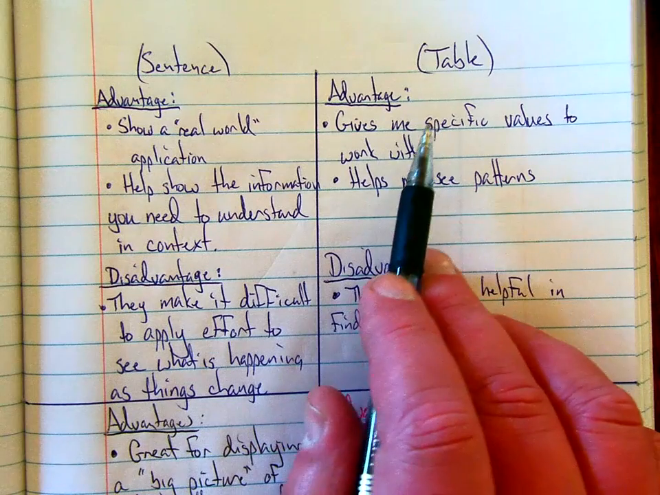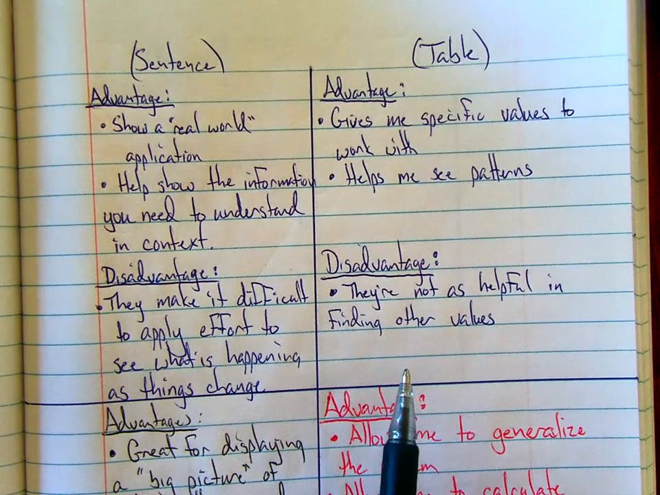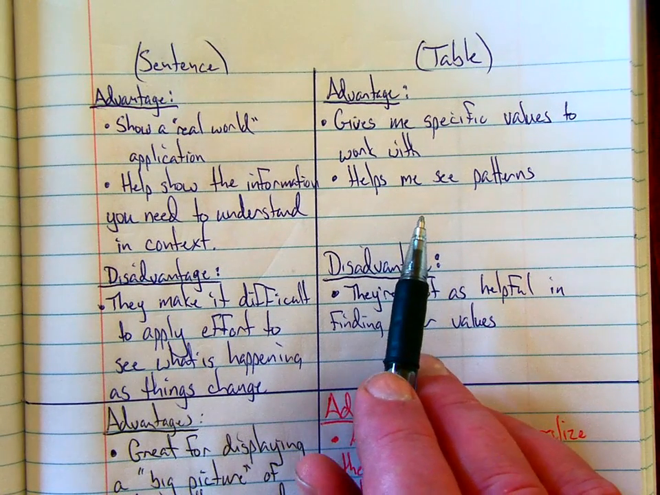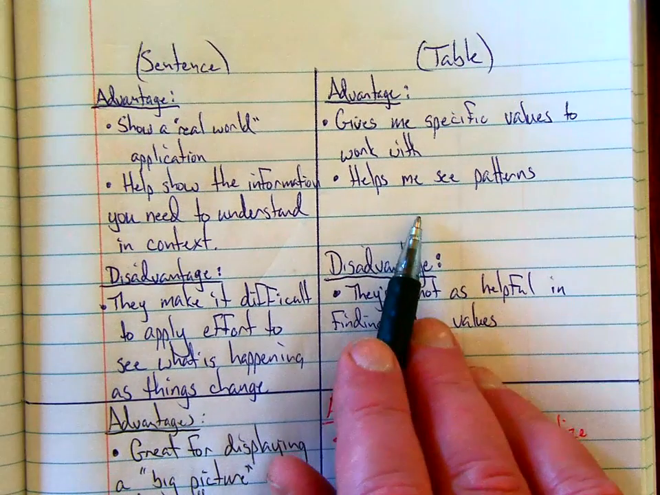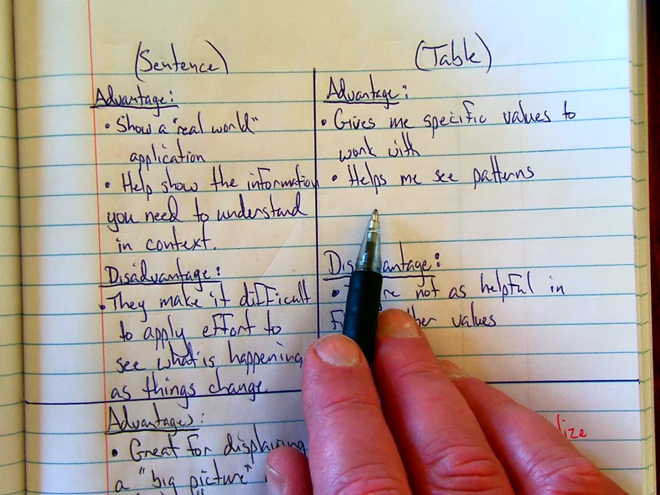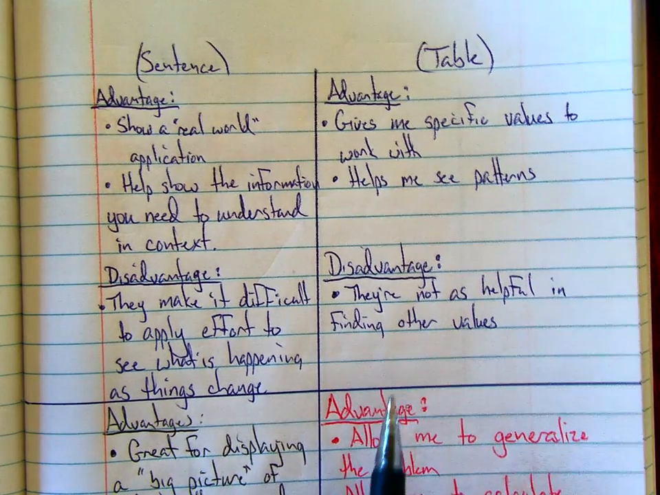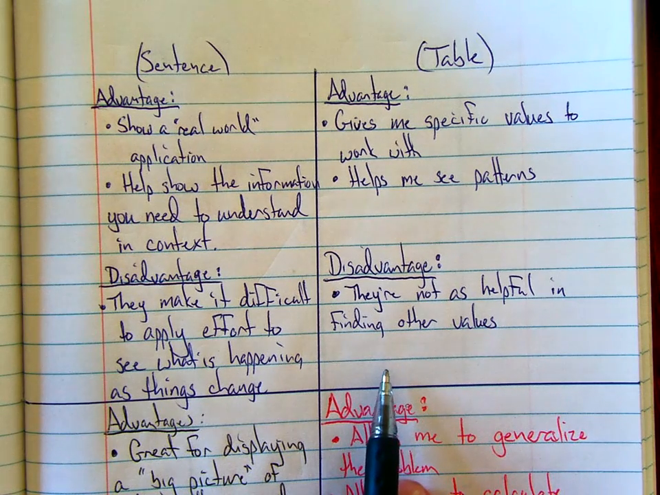Tables. A table is a display of data, usually 5 or more coordinate pairs. You give me an x, and the equation spits out a y. An advantage is it gives me specific values to work with. And another advantage is tables or charts help you see patterns. A disadvantage, they're not as helpful in finding other values. It's hard to get the values between the values at times, or to get a distant value that's not really on your chart.